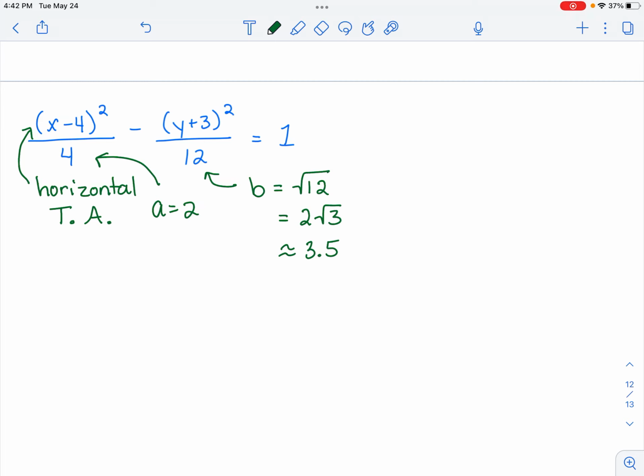Approximately 3.5. All right. Let's find the value of c. So we've got c squared equals a squared, 4, plus b squared, 12. So c squared is equal to 16. So c is equal to 4.